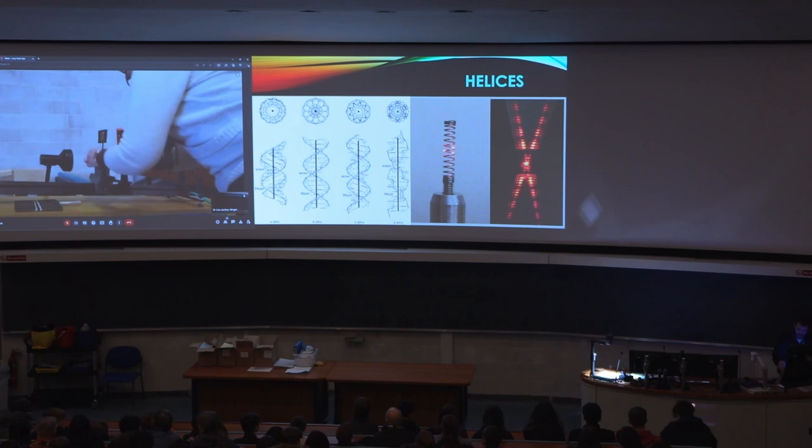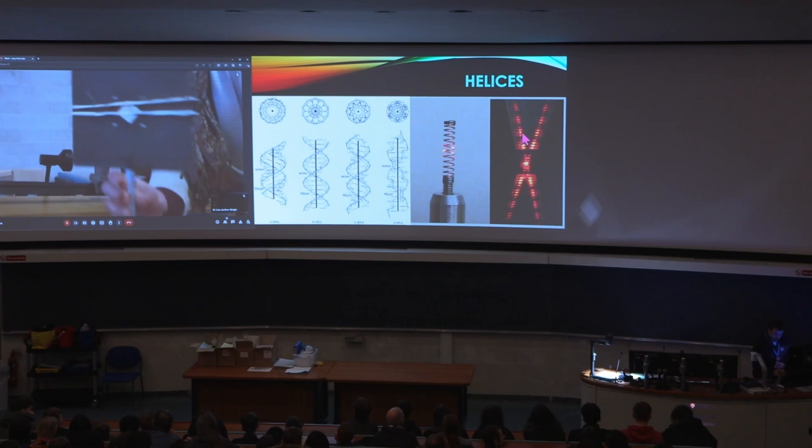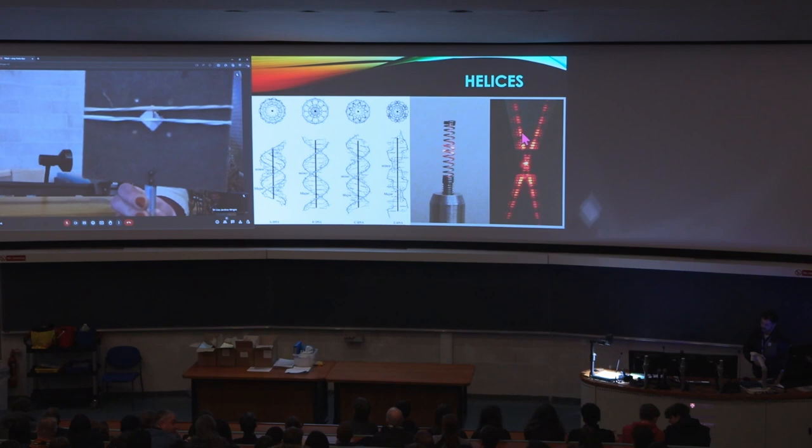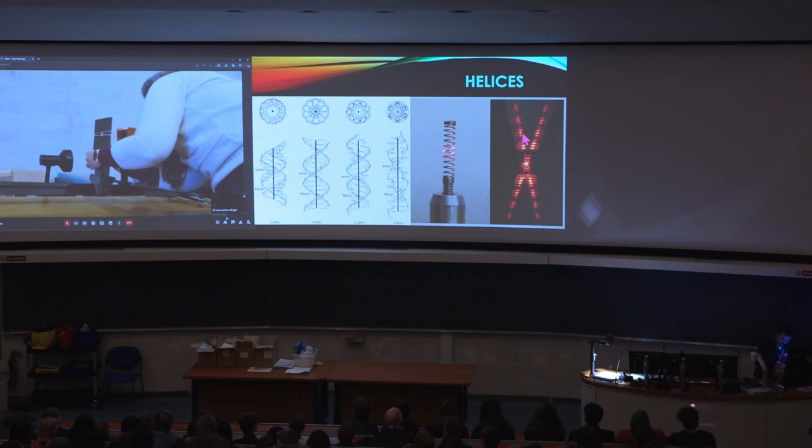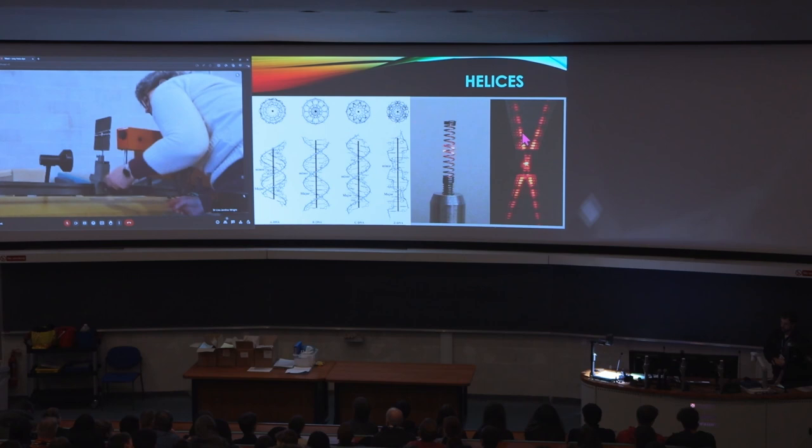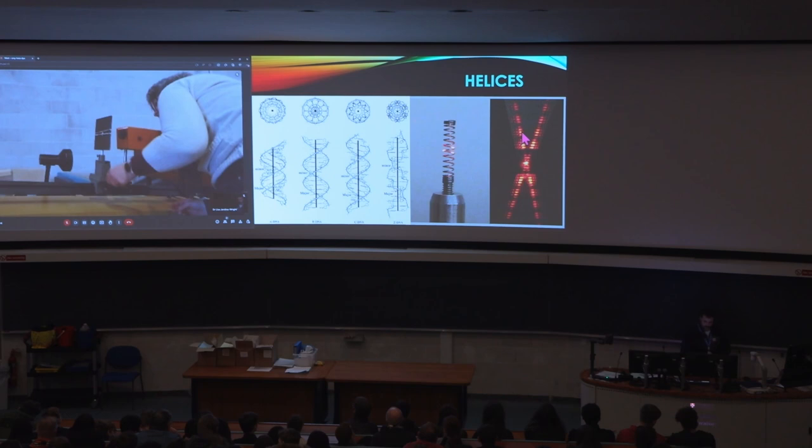So what you can see here, if I hold it up to Jacob's phone, is I have a tiny spring separated between two elastic bands. And the challenge is to get the laser lined up exactly with the helix of the spring. So let's see how we get on.